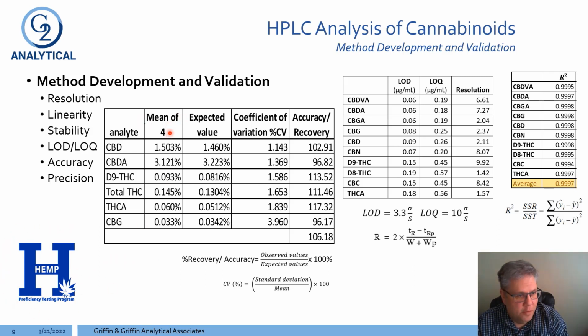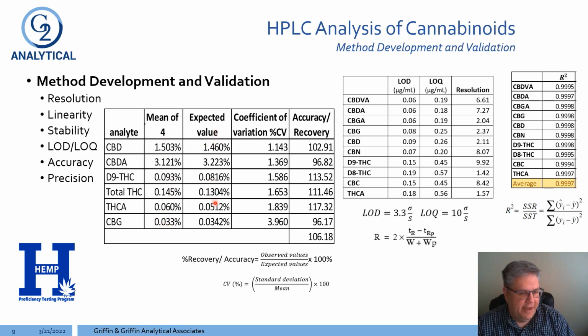This says mean of 4. That's 4 different sets of samples. It's actually each set was run 3 times. So this is 12 different samples that were run. Here's the averages. These are units of mass percent of these analytes here.